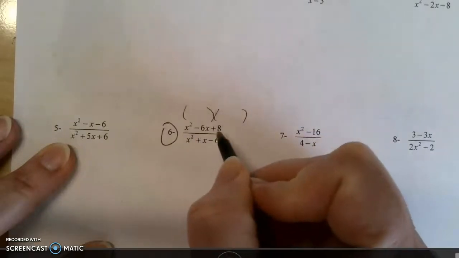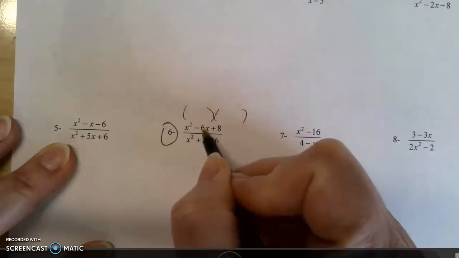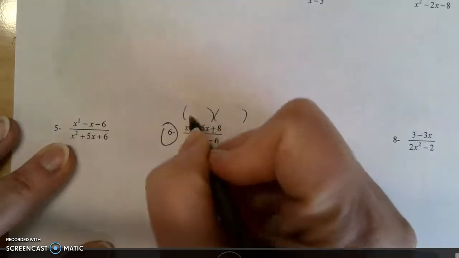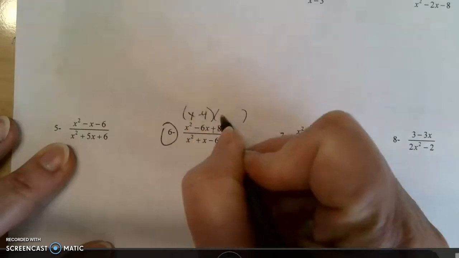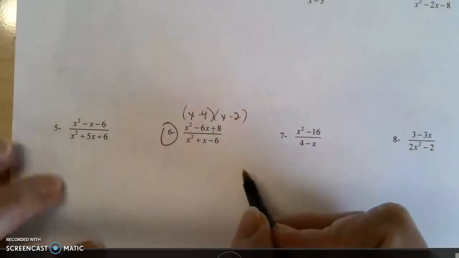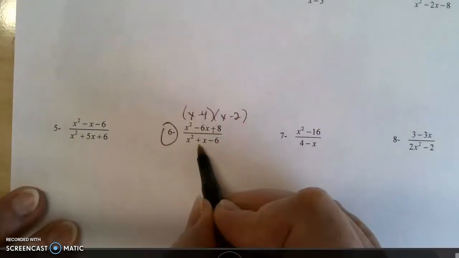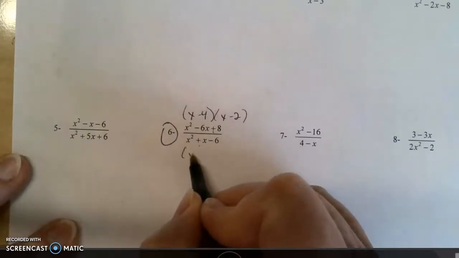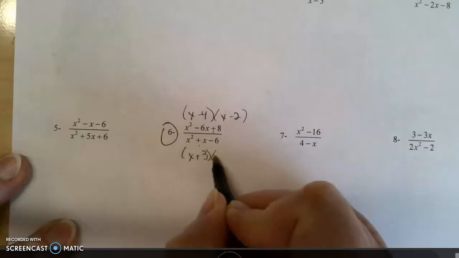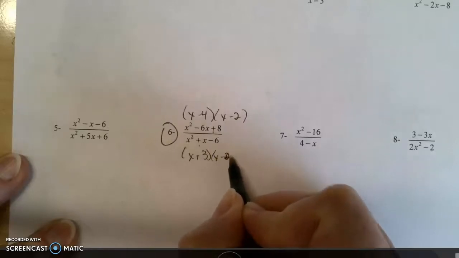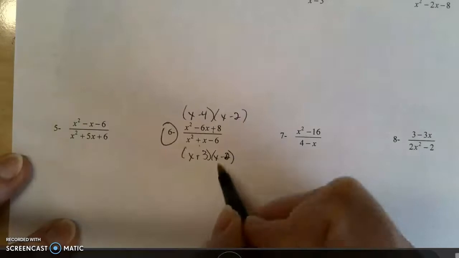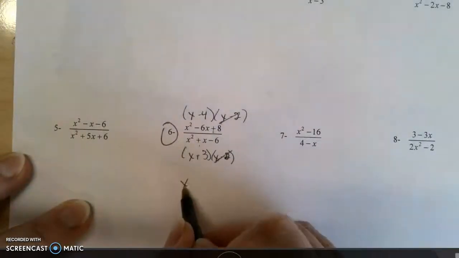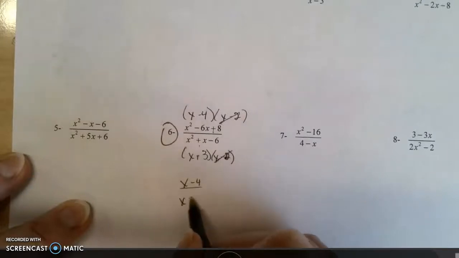I need my bigger number to be negative. Ooh, but I need them to be the same sign. So I've got x minus 4, x minus 2. I need my bigger number to be positive on my opposite signs. So x plus 3, x minus 2. Crossing off my common factors, I've got x minus 4 over x plus 3.